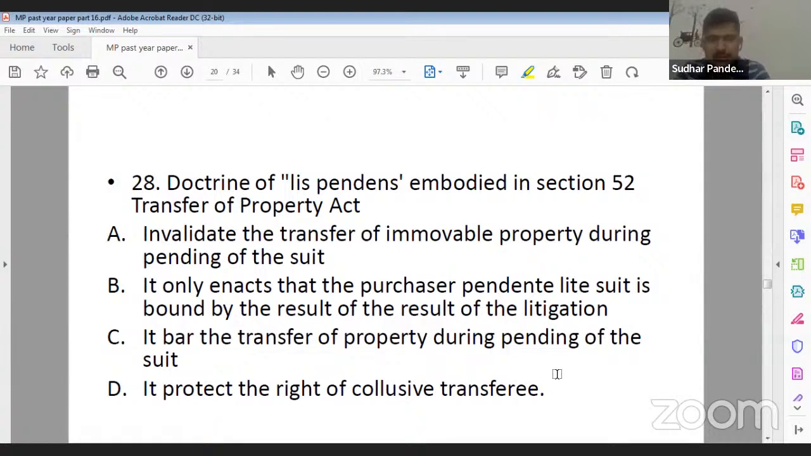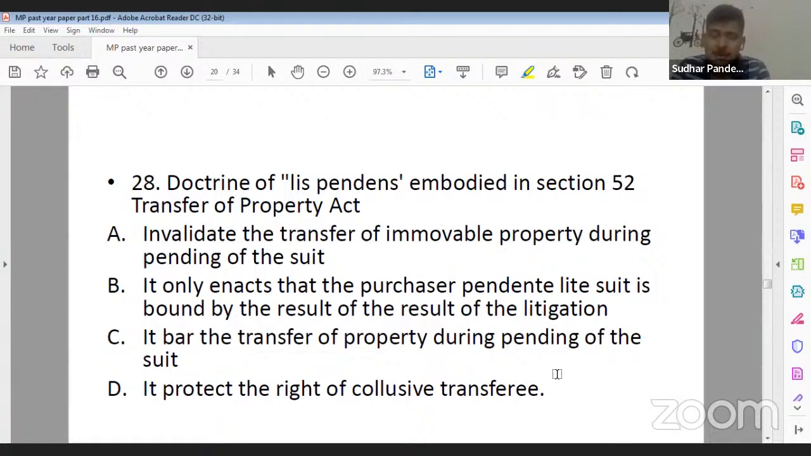Question number 28, doctrine of lis pendens embodied in section 52 of the Transfer of Property Act. A, invalidates the transfer of immovable property during pendency of the suit. Option B, it only enacts that the purchaser pendente lite is bound by the result of the litigation. Option C, it bars the suit of property during the pendency of the suit. Option D, it protects the right of collusive transferee. What should be the correct answer? Question number 28.